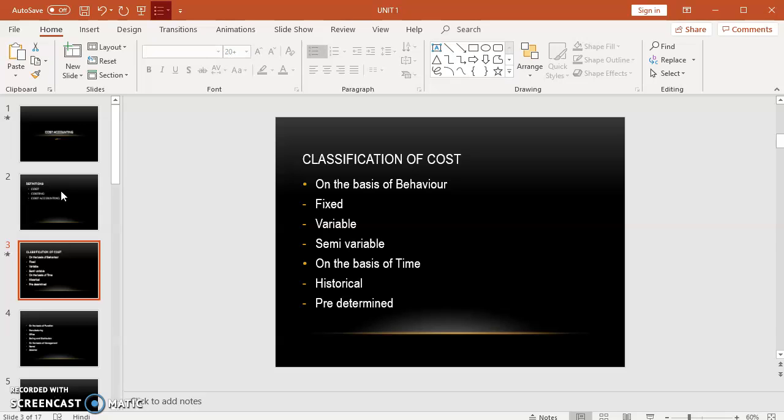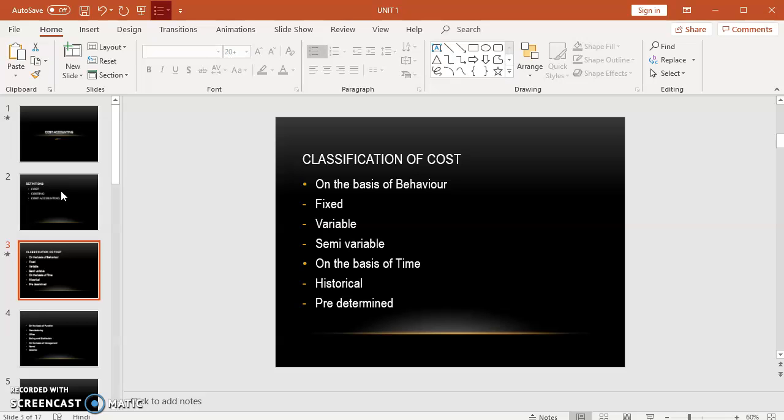Fixed costs are those costs which remain fixed irrespective of the change in volume of output. As production increases, cost per unit of the fixed cost decreases. And as production decreases, cost per unit of fixed cost increases. Fixed costs are rent of the factory building, depreciation, salary of the office manager, etc.